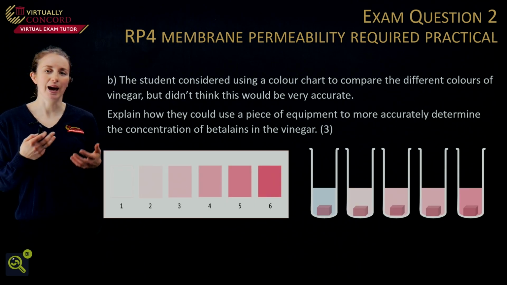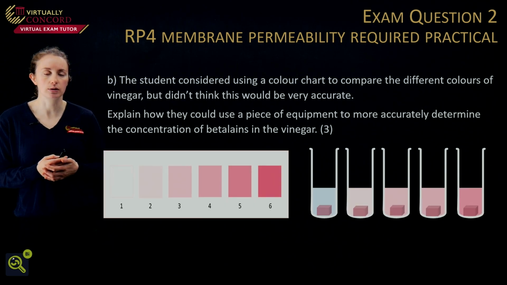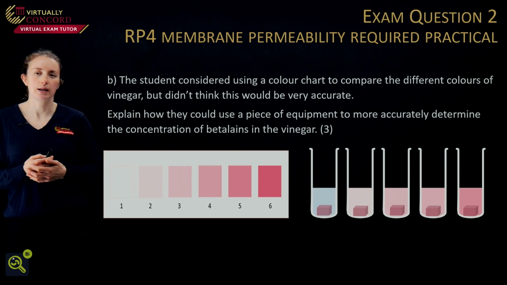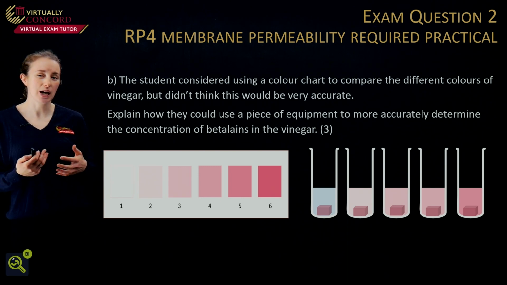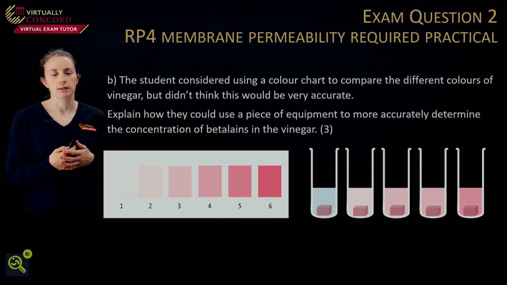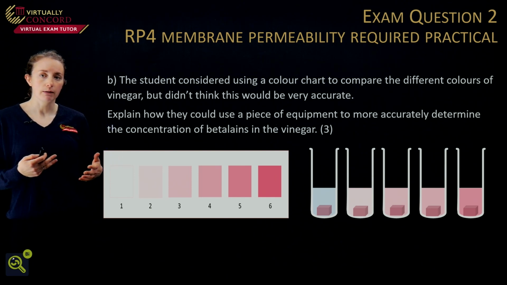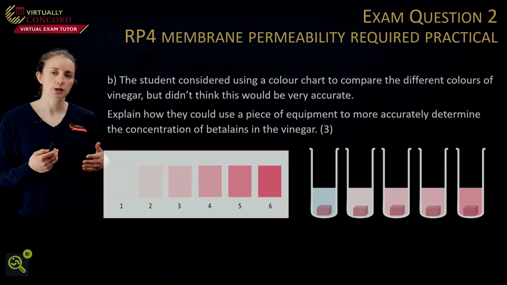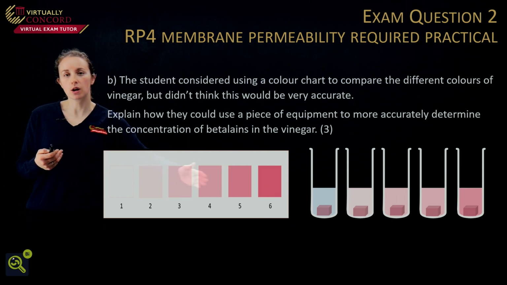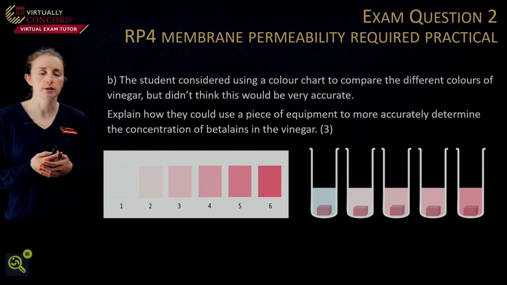And they're trying to think about how they could more accurately determine the concentration. They consider using a colour chart, but it's not a particularly accurate method. It's quite a subjective method. So it's a qualitative, subjective method. That means it's non-numerical, so it's qualitative, and it's subjective because it's your opinion really at which colour matches best to the different solutions.